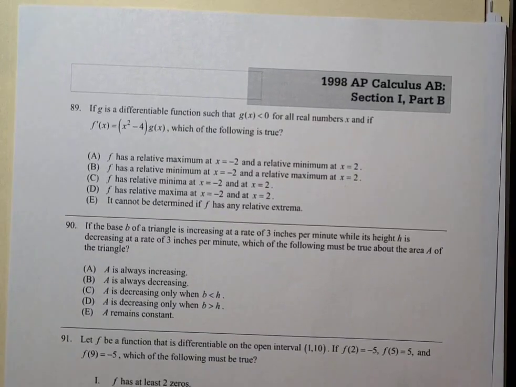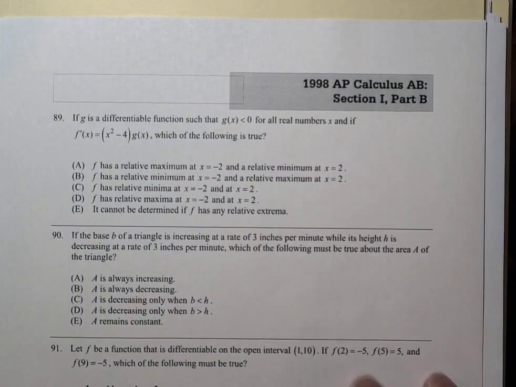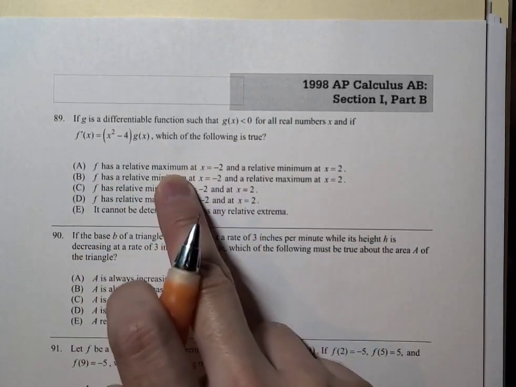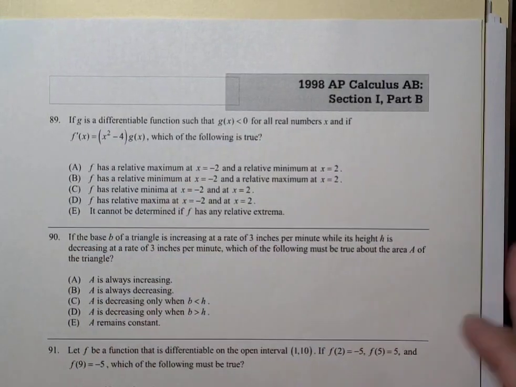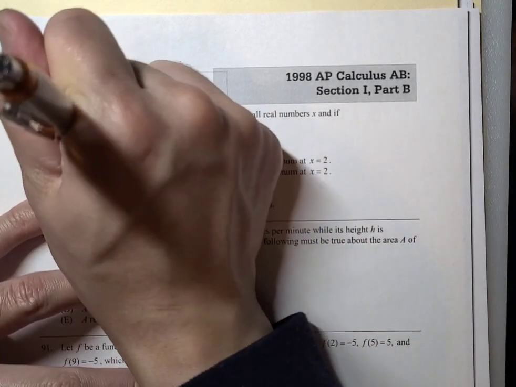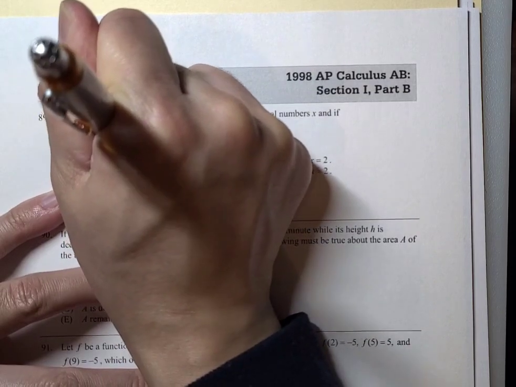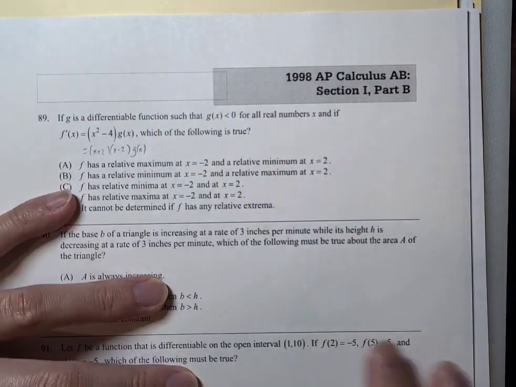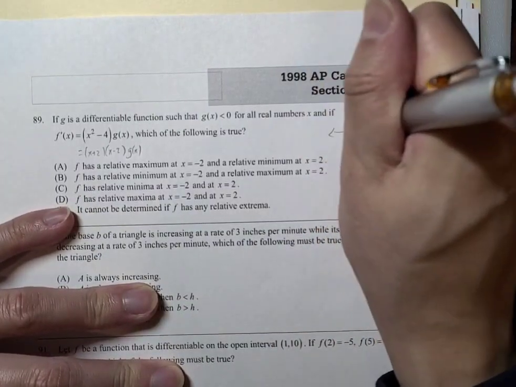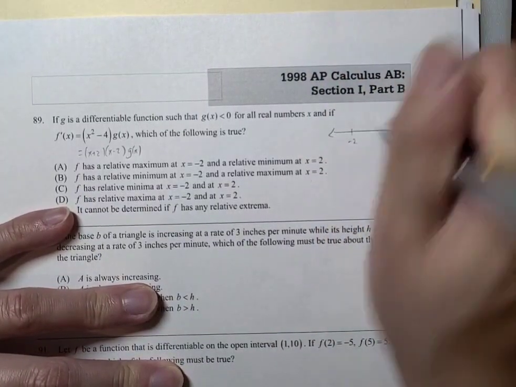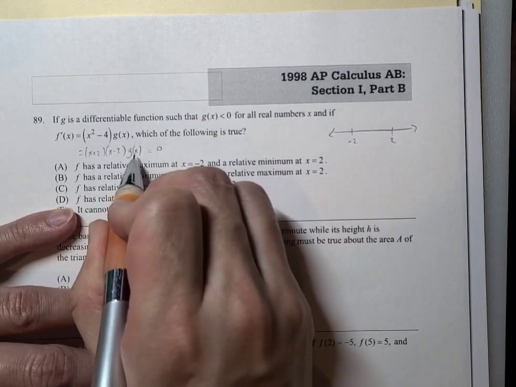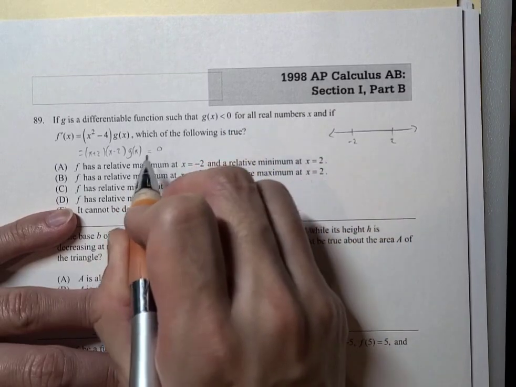If g is a differentiable function such that g of x is less than 0 for all real numbers x, and if f prime is this guy, which of the following is true? It's asking about the relative extrema. So we just do the first derivative test on this. We can factor f prime to be x plus 2, x minus 2, and then we still have that g of x. We have critical points at -2 and 2, because when we set this equal to 0, the critical points are -2, 2, and g is always negative, so it'll never be 0.